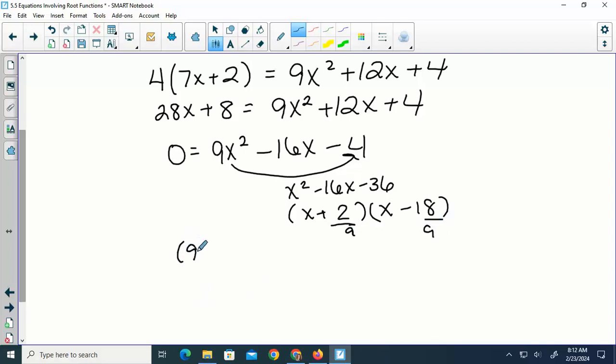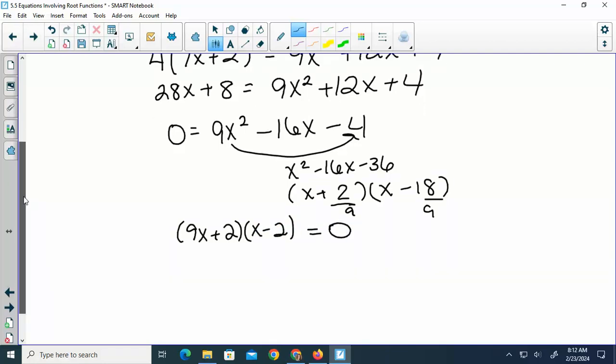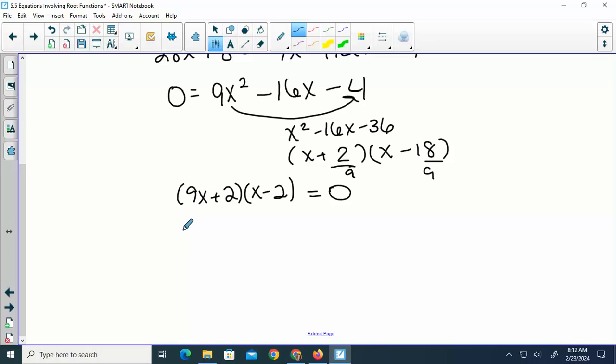So we get 9x plus 2 times x minus 2 equals 0. So that gives me x to be negative 2 ninths and positive 2. Now what?